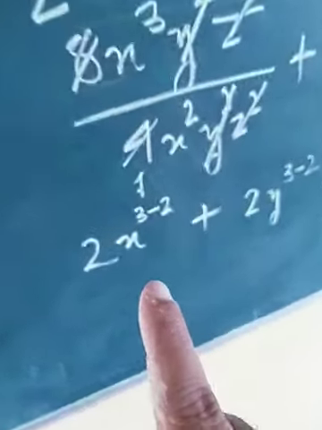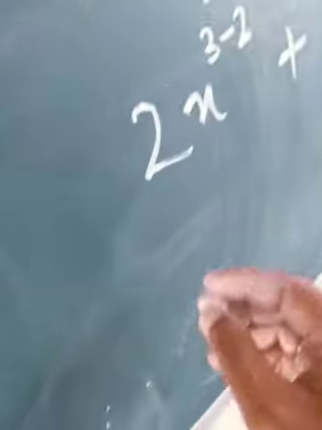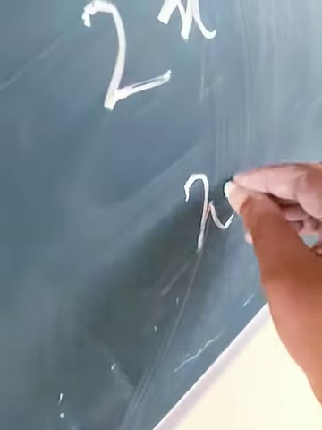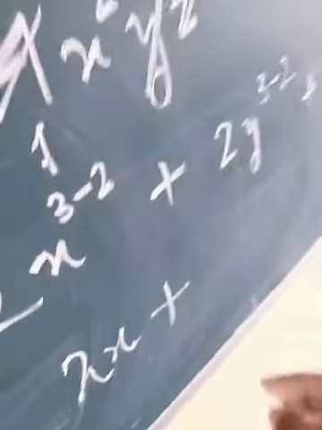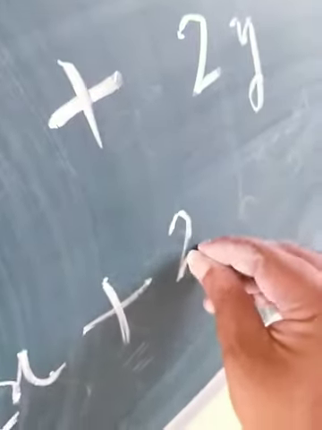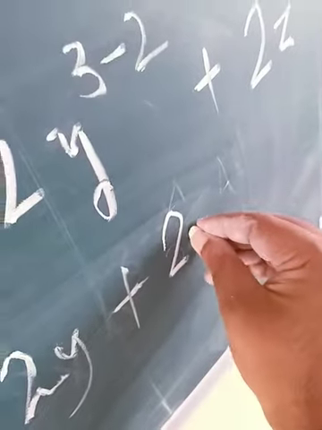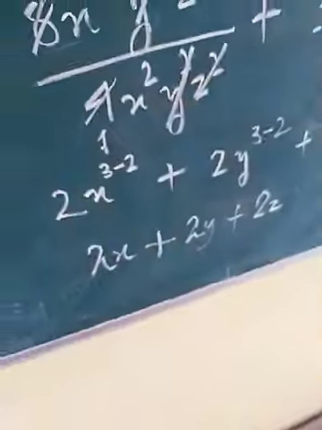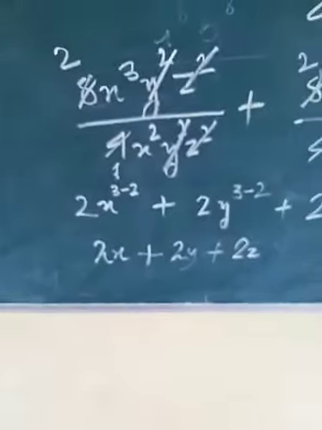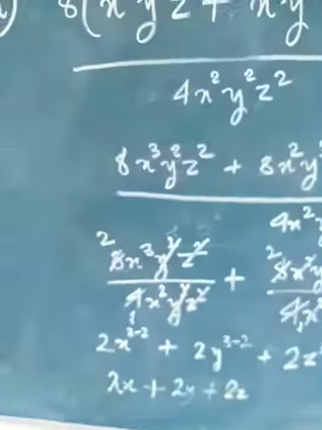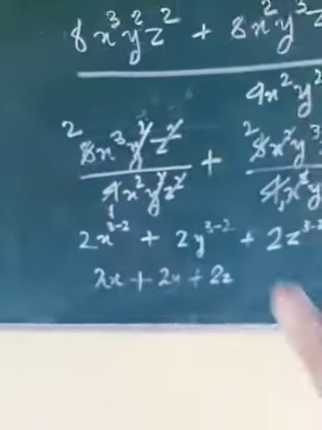Now let's write the final answer. That is x to the power 3 minus 2 is what? x only. Now 2y and it will be 2z. Okay, so this is your required answer of sum number 3. So this is how you will conclude it.